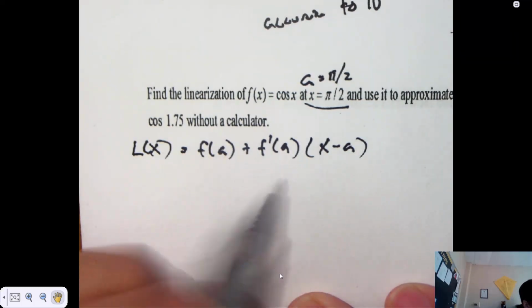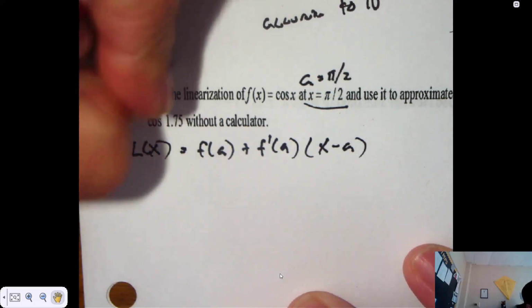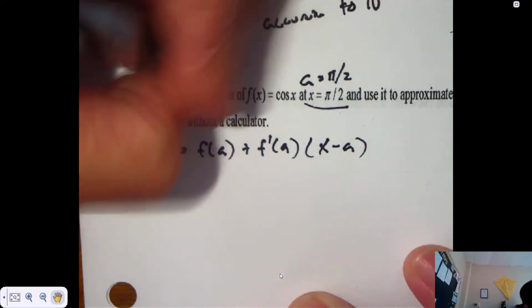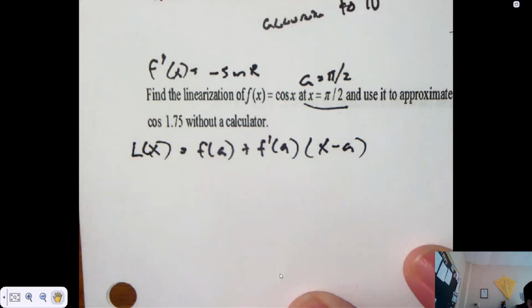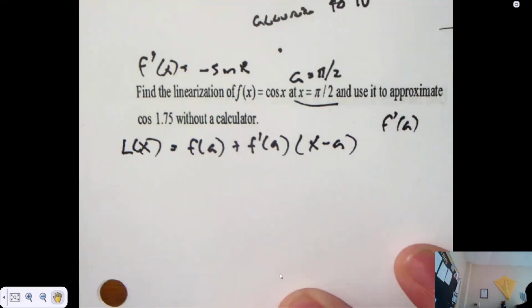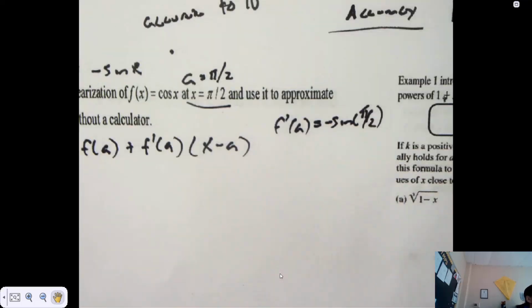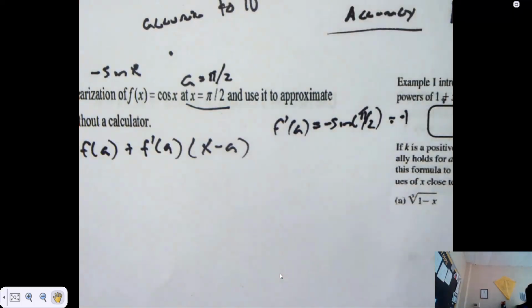I may as well find it, which isn't hard. F prime of x, what's the derivative of cosine? Negative sine. Now, we're going to find f prime of a by plugging in pi over 2, which you can do without a calculator. You guys memorized the unit circle. I know you did. What's the sine of pi over 2? 1. So this would become a negative 1.